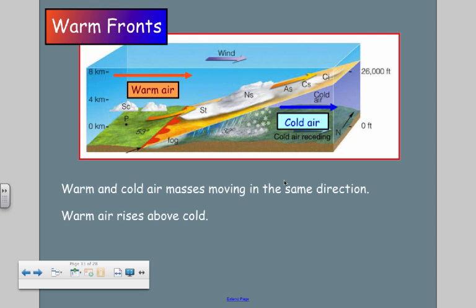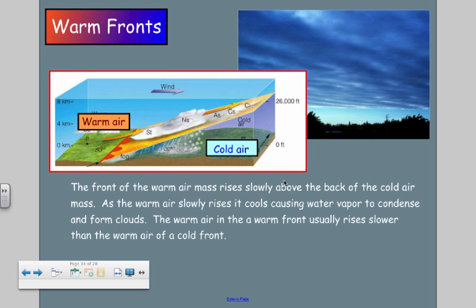Next up is the warm front. Again, in a warm front, the warm and cold air masses are moving in the same direction, and the warm air rises above the cold air, just like you see here. Now with a warm front, the warm air rises above the cold air, just like you'd expect, except in this case, it rises more slowly. So remember, in the cold front, it can rise pretty quickly, and we can get cumulonimbus clouds. In a warm front, though, the air does not rise as fast. The air rises more slowly above the cold air. That means that with warm fronts, you will never see cumulonimbus clouds because there's just not enough energy. It's not rising fast enough.